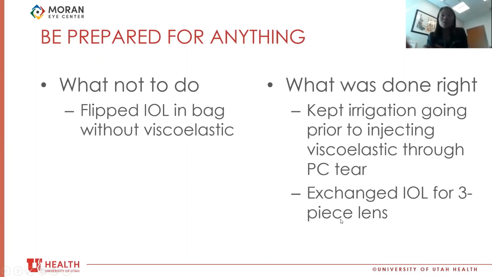So what I did do right was I kept the irrigation going prior to injecting viscoelastic into the posterior capsule opening, because if I just panicked and took out my irrigation, then all that vitreous would have come forward, and there would have been more vitreous coming into the anterior chamber. And then, obviously exchanging the IOL for a two-piece lens, and patient did well. So that's my first case, one that was meant to be an easy case but became a more difficult case.